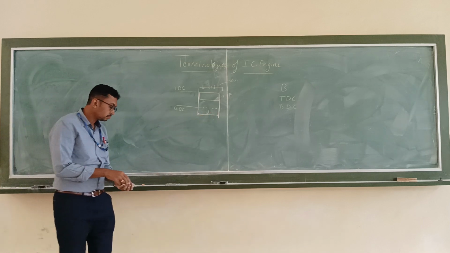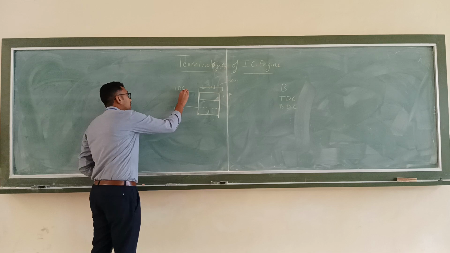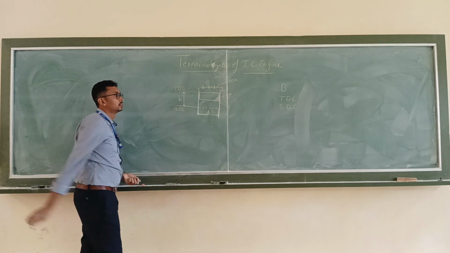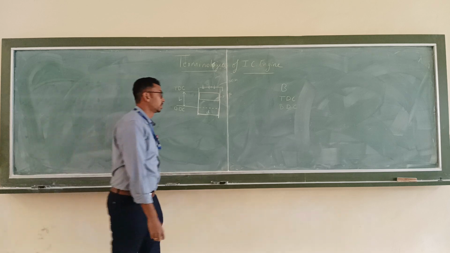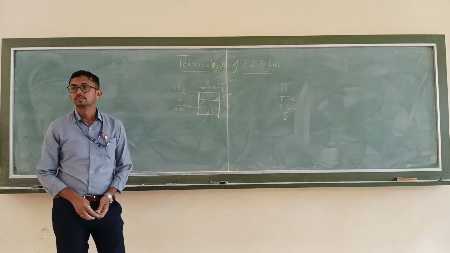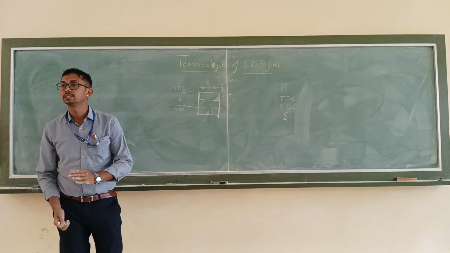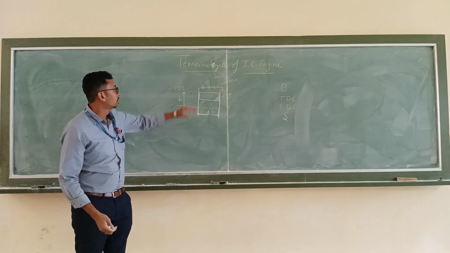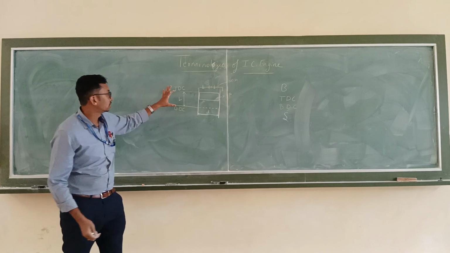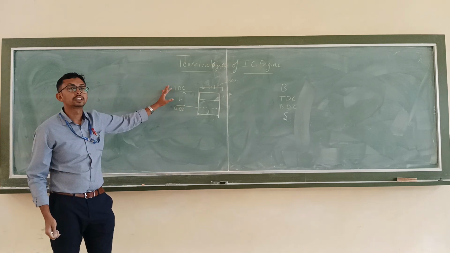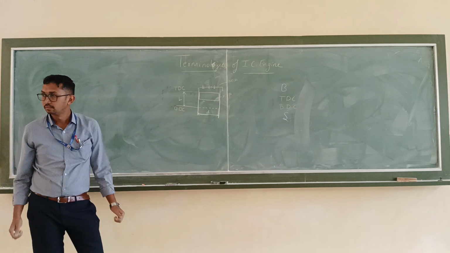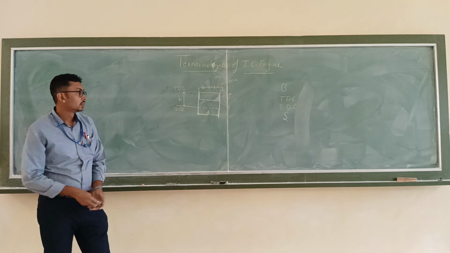Next. This is called L or stroke. Stroke: the linear distance traveled by the piston from top dead center to the bottom dead center. That is called stroke, and it is represented as L. Clear? Next one.